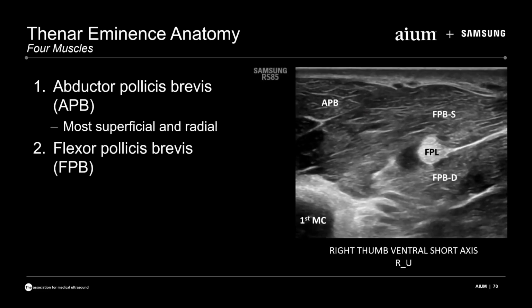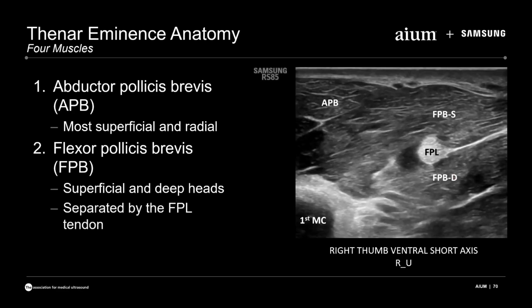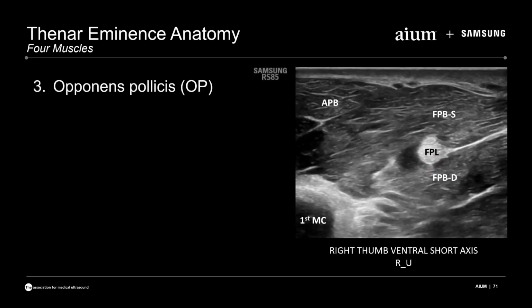There's also the flexor pollicis brevis. So that will be superficial, and it also has a deep head. And it's separated by this flexor pollicis longus tendon. So that's a great landmark to find the muscles above and below it. The third muscle is this opponens pollicis.